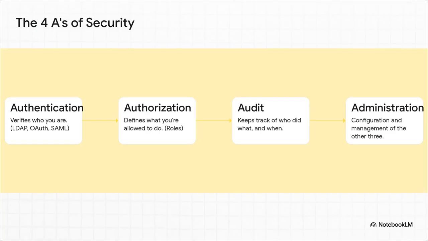Now, for security, I find it really helpful to think in terms of the 4 A's. First, you've got authentication, proving who you are, probably with something like LDAP or OAuth. Then there's authorization. Now that we know who you are, what are you actually allowed to do? That's where Grafana's roles come in. Third is the audit trail, keeping a log of who did what and when. And finally, administration, how you actually manage all of this stuff, which is right there in the UI.